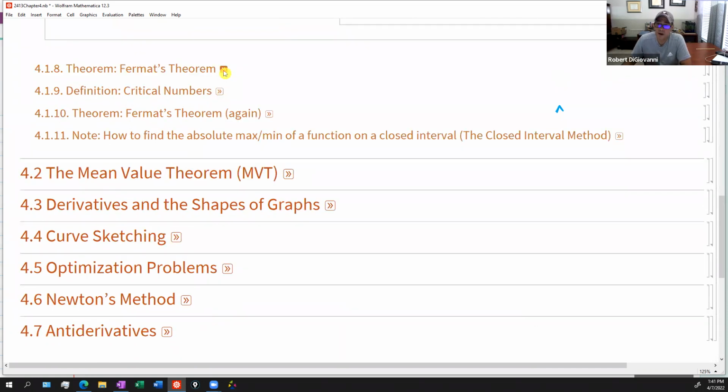Okay, so here's Fermat's theorem. Have y'all heard of Fermat's theorem before? Have y'all heard of Fermat's last theorem? No? Okay. If you have heard of Fermat's last theorem, this is not it. Okay, he had another theorem.